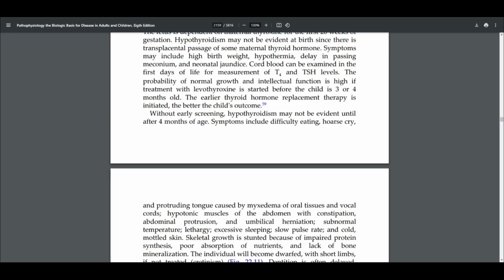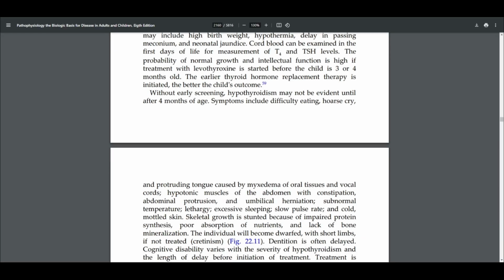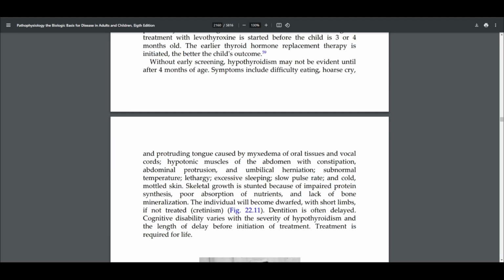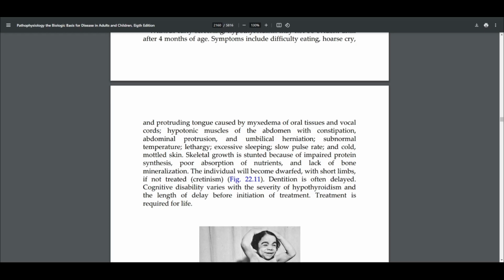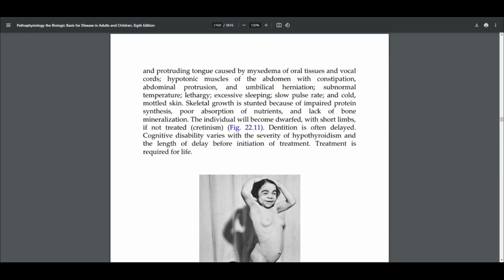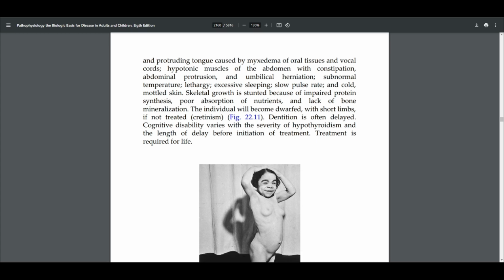Without early screening, hypothyroidism may not be evident until after 4 months of age. Symptoms include difficulty eating, a hoarse cry, and protruding tongue, caused by myxedema of oral tissue and vocal cords, hypotonic muscles of the abdomen with constipation, abdominal protrusion, and umbilical herniation. Subnormal temperature, lethargy, excessive sleeping, slow pulse, and cold.